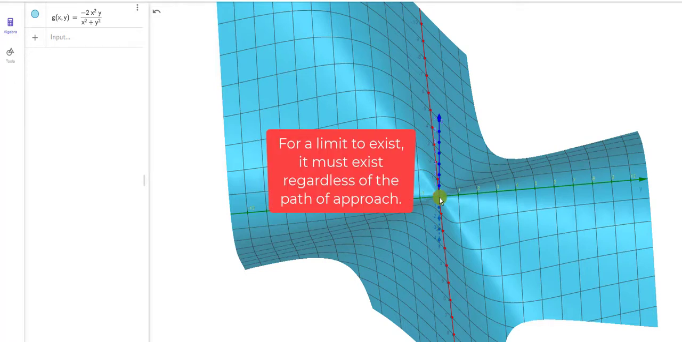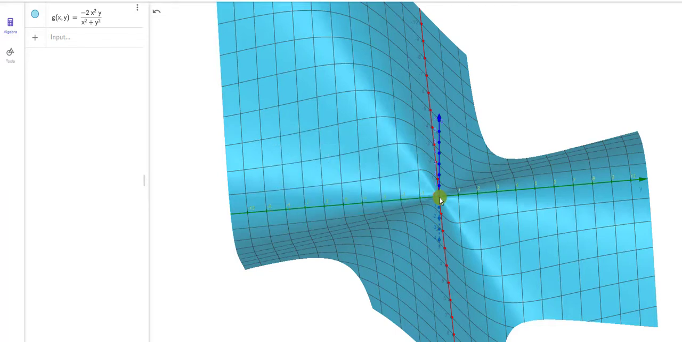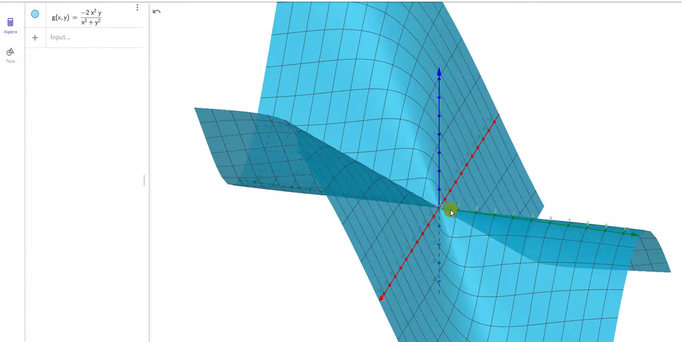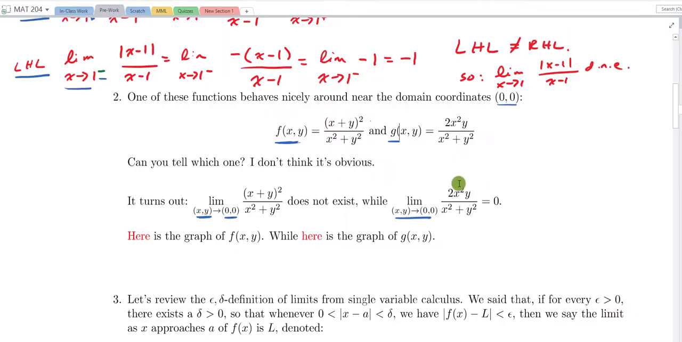And so because this works for all possible paths to approach the origin, the ordered pair (0, 0), regardless of how I do that, my z values always seem to be approaching 0. That's what enables us to conclude, in this example, that the limit of g(x, y) as we approach the origin is 0, whereas the limit of f(x, y) as we approach the origin didn't exist because that was direction dependent. We'll pick this up in the next video, folks.